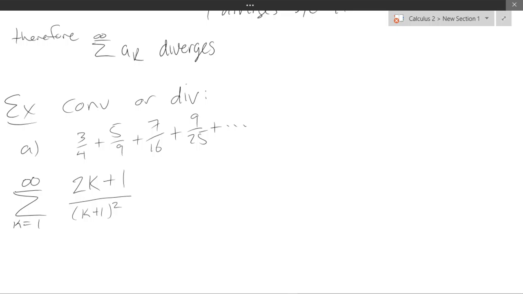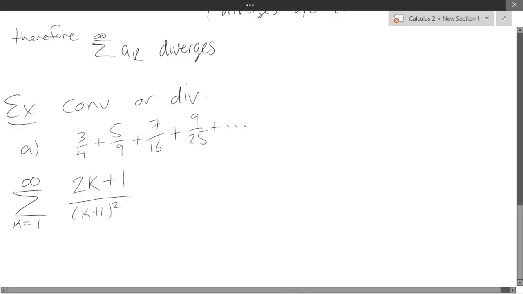So plus 1 is not very important. If k is a million, we'd have 2 million plus 1. I don't care about the plus 1. What else is not important aside from the plus 1 in the numerator? The 2, sort of important, not super important. The square is important. Is that plus 1 important? Nope. So both of the plus 1s, we're going to get rid of those.